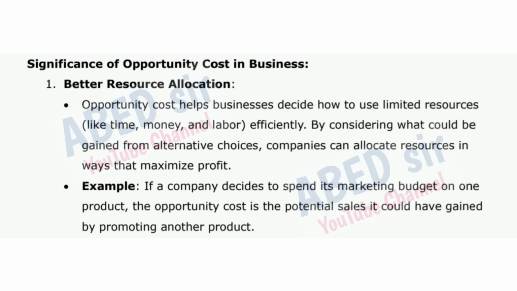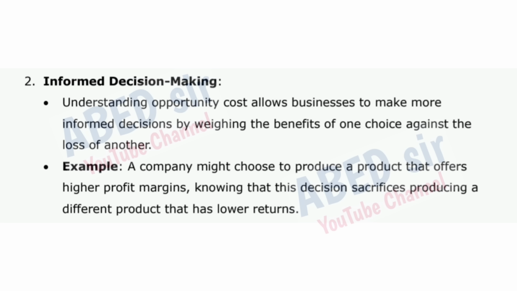Example: if a company decides to spend its marketing budget on one product, the opportunity cost is the potential sales it could have gained by promoting another product. 2. Informed decision-making. Understanding opportunity cost allows businesses to make more informed decisions by weighing the benefits of one choice against the loss of another. Example: a company might choose to produce a product that offers higher profit margins, knowing that this decision sacrifices producing a different product that has lower returns.